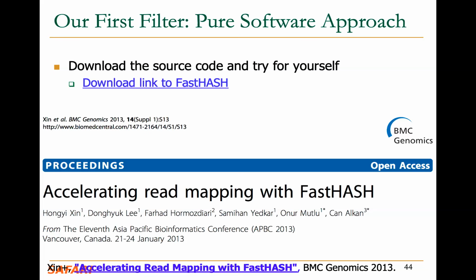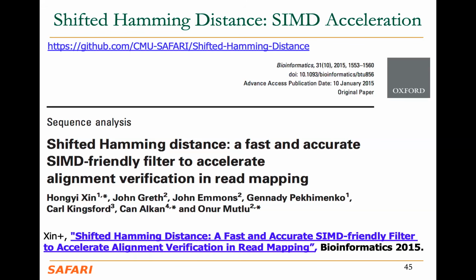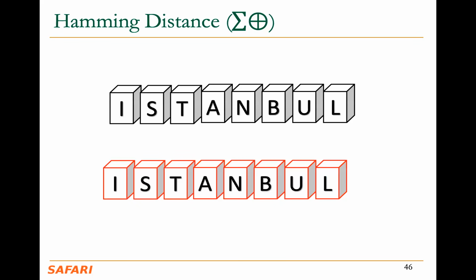And our first filter was actually a purely software approach that takes advantage of the structural properties of the genome, which I'm not going to talk about because we don't have time. And then we developed some metrics that I'm going to briefly mention. I think this is an area that's actually quite interesting. Can you actually develop some metrics that are much simpler to compute than edit distance, for example, and use that as a way of filtering out things? So I'm going to give you an example of this.